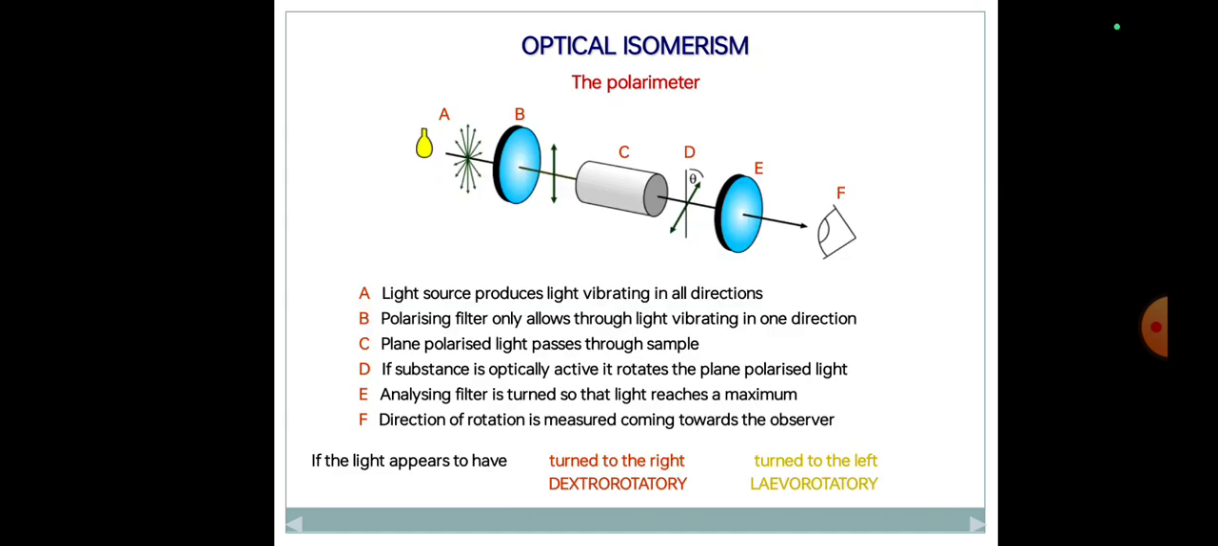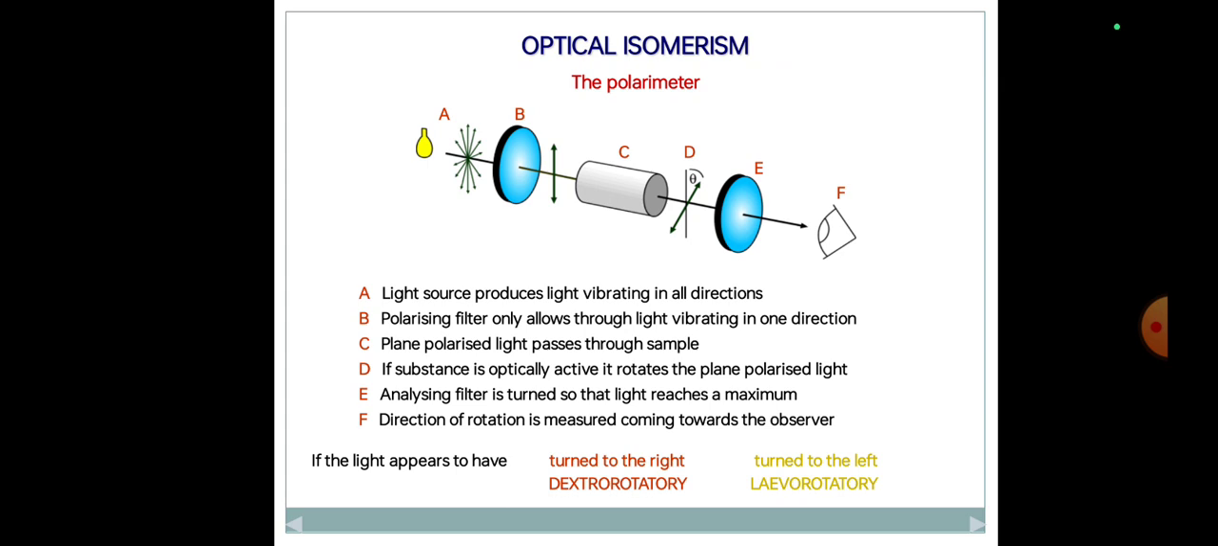Optical isomerism. This is a picture of a polarimeter where A is the light source, which produces light vibrating in all directions. As you can see, B is the polarizing filter. It only allows through light vibrating in one direction. C is where the plane polarized light passes through the sample. Here the sample is kept in the C part.